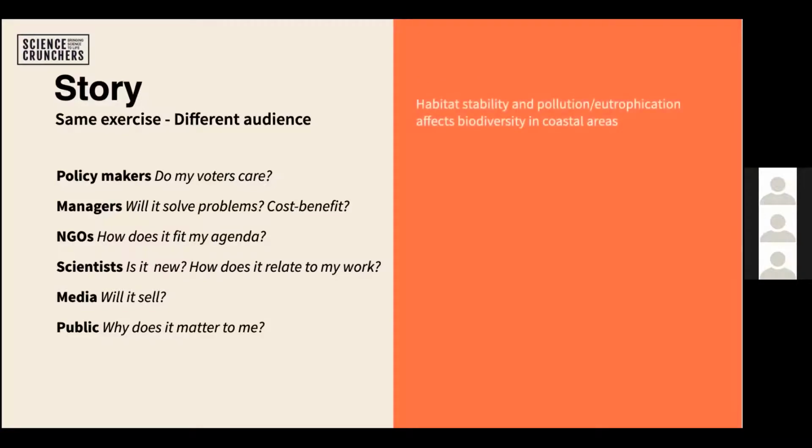Another way to pose this is to talk about habitat stability and pollution, eutrophication, that affects biodiversity in coastal areas. Who do you think could be the audience of this second sentence? And I'll ask Katrina to send the next question. Managers, do they care about eutrophication and biodiversity in coastal areas? NGOs, scientists, the media, the public? What do you think?